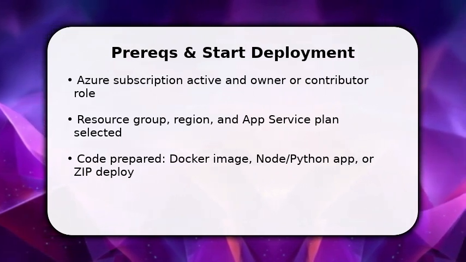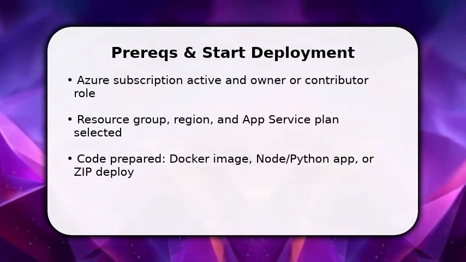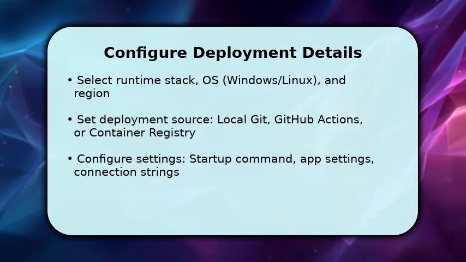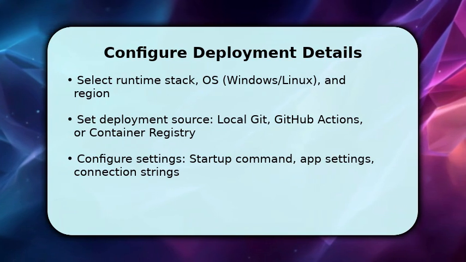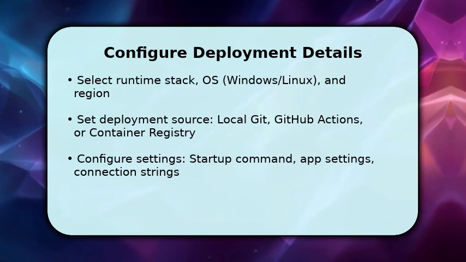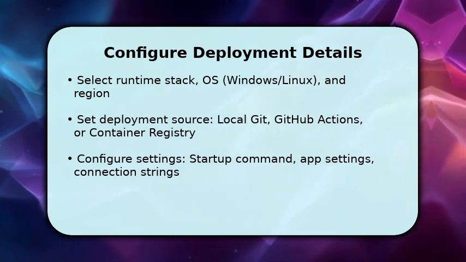Now continue by specifying deployment method and app settings. If using code, connect GitHub or enable local Git and configure branch deployment. For containers, link Azure Container Registry or Docker Hub and set the image tag. Then add application settings and connection strings.